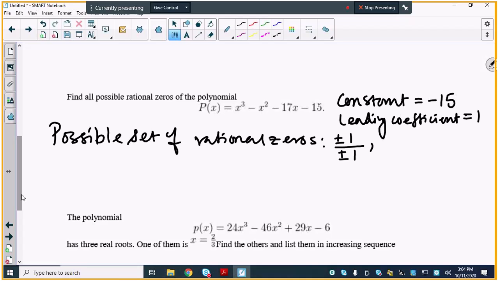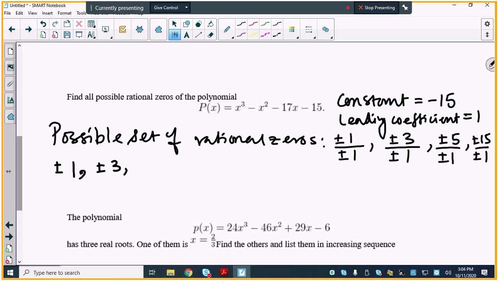15 is also divisible by 3, so plus or minus 3 over plus or minus 1. 15 is divisible by 5, so plus or minus 5 over plus or minus 1. 15 is divisible by 15, so plus or minus 15 over plus or minus 1. So essentially I have plus or minus 1 from the first one, plus or minus 3, plus or minus 5, plus or minus 15. So these are all my factors.